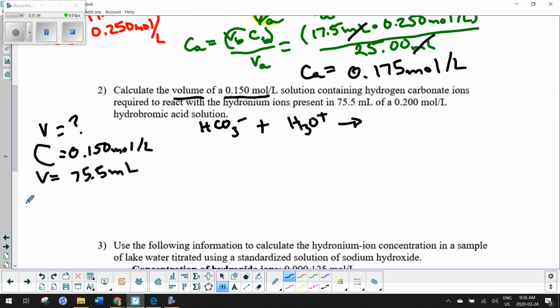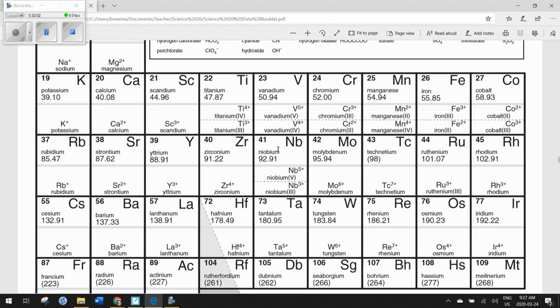of 0.200 moles per liter. So this is a concentration. 0.200 moles per liter. Okay, so of a hydrobromic acid solution. So we know we have hydronium ions in this acid. It's pretty self-explanatory that H3O plus is the acid and the HCO3 is acting as the base. But we can double check.